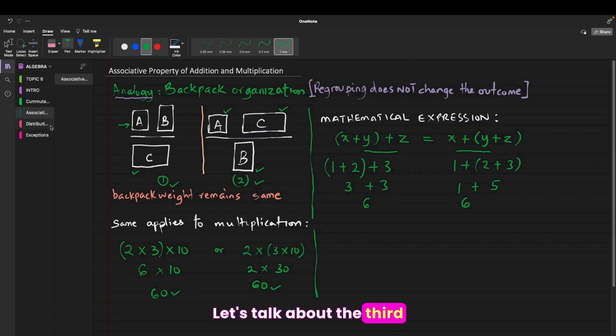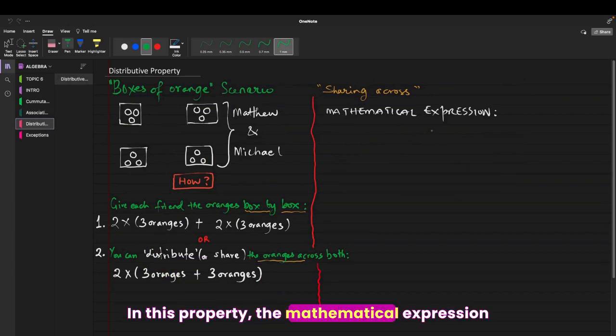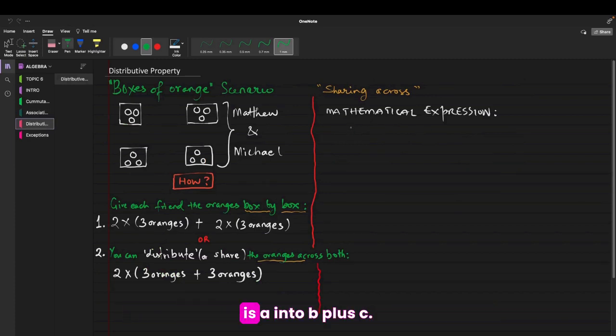Let's talk about the third property, which is the distributive property. In this property, the mathematical expression is a times (b plus c).